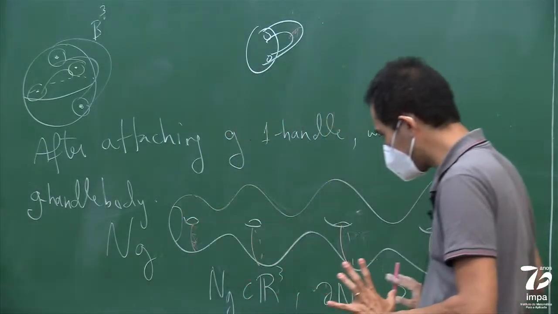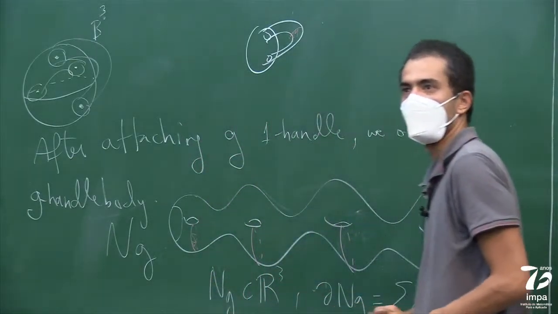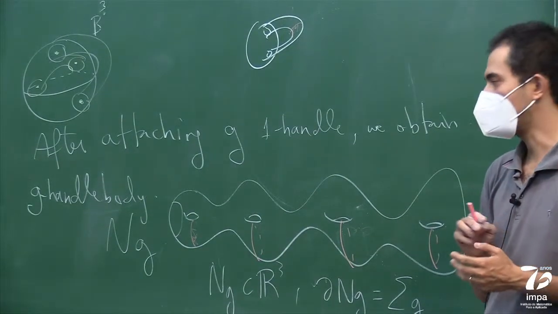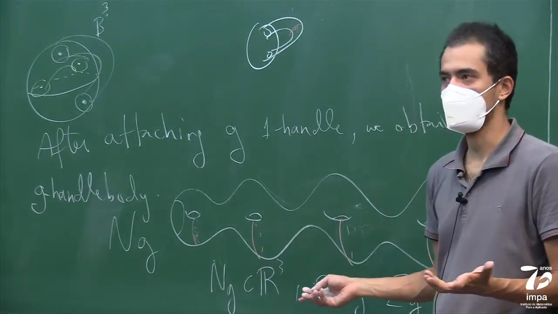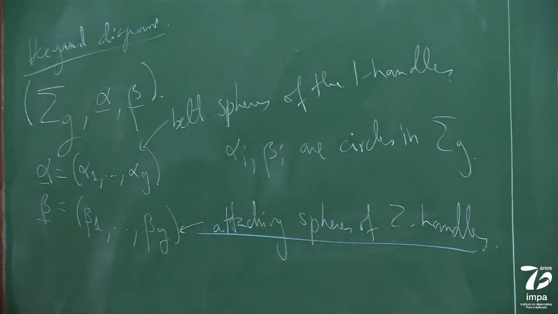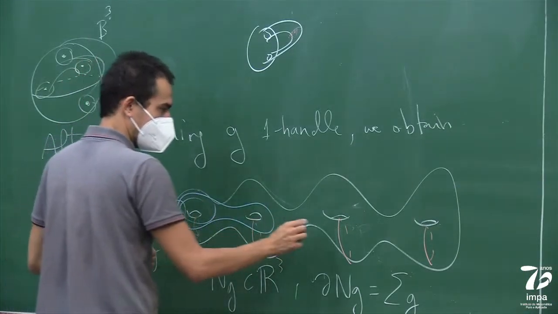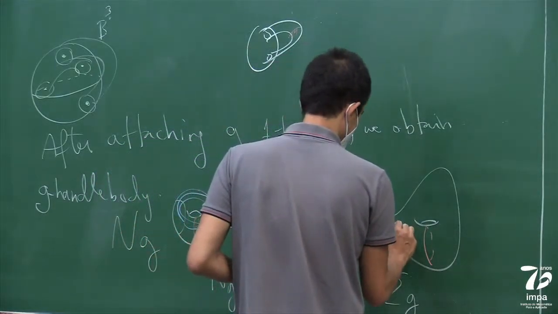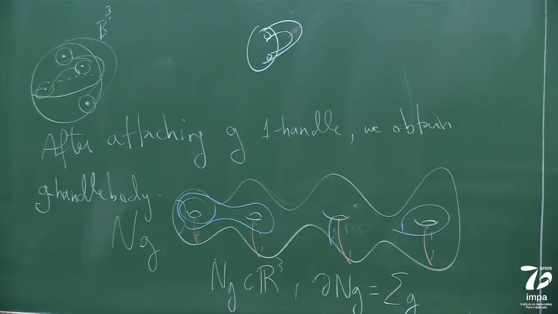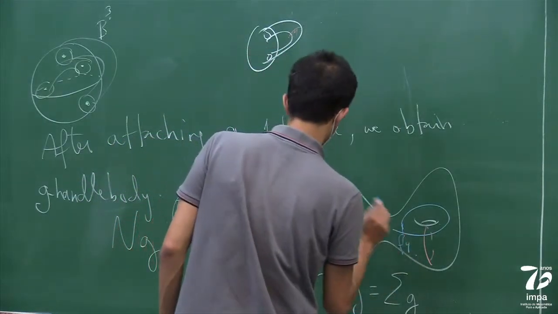Okay, but when you draw your G handle body as embedded in R3, you already have your belt circles chosen for you here. That's why I didn't emphasize these belt circles. What I really emphasized were the attaching spheres of the two handles, which are these ways that you can attach. It could be like this, and then like this, and then I don't know, like this. So this is an example. These would be the betas: beta 1, beta 2, beta 3, and beta 4.